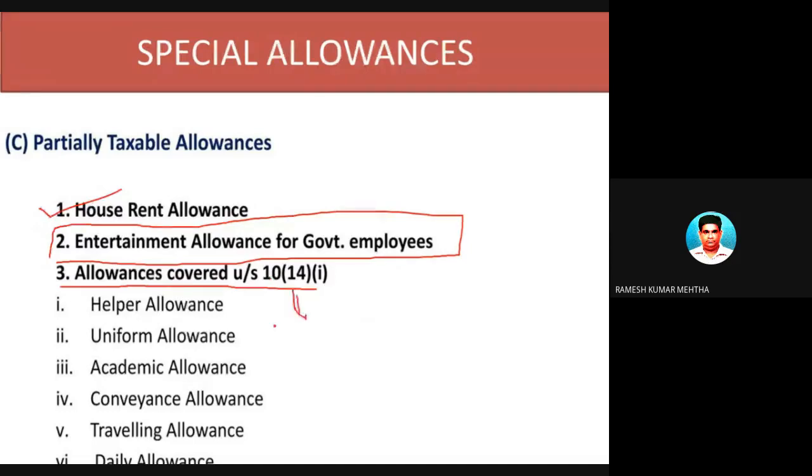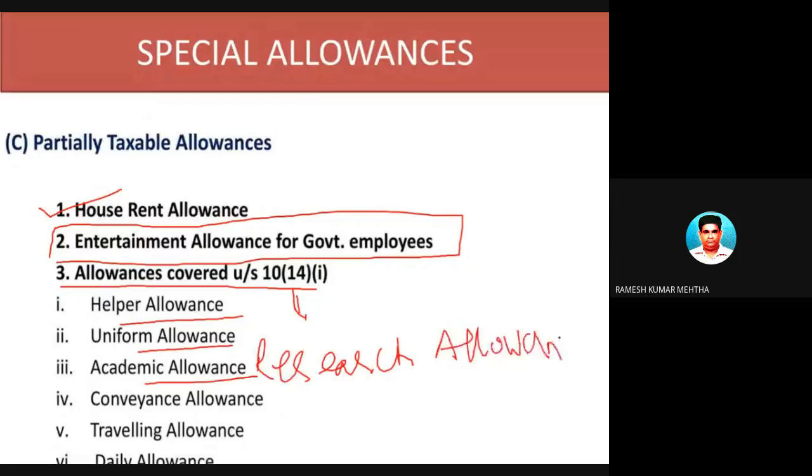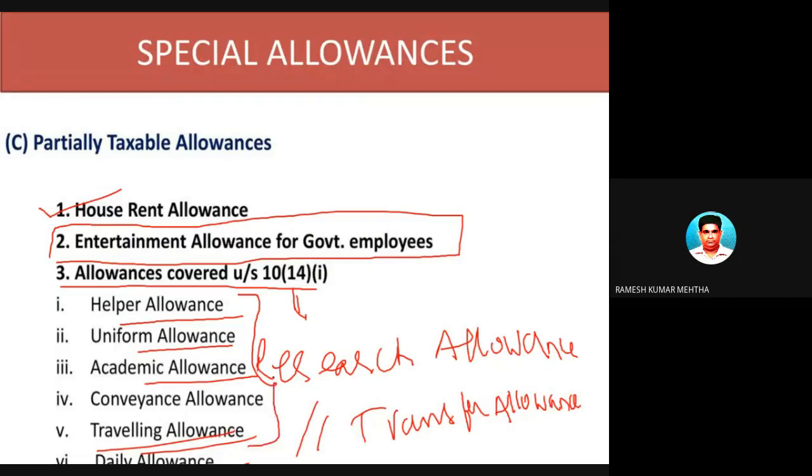So there are six special allowances: helper allowance, uniform allowance, academic allowance, which is also called research allowance, conveyance allowance, traveling allowance, and daily allowance. Traveling allowance is also called transfer allowance. So these are all special allowances. I had a separate video on special allowances; when we spoke about income from salary, we covered all of these.